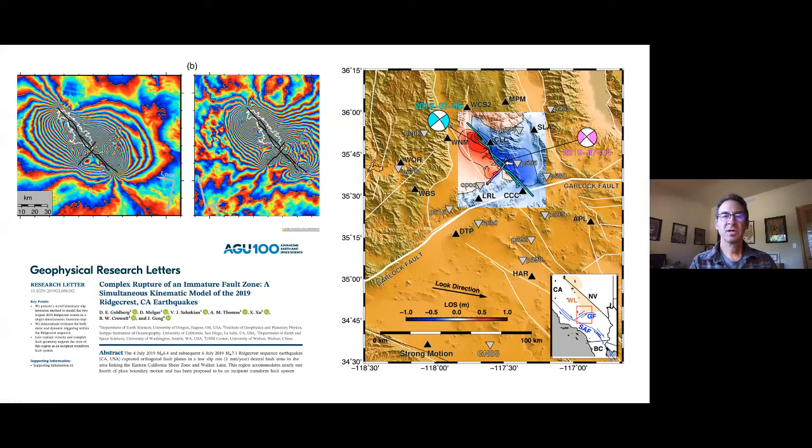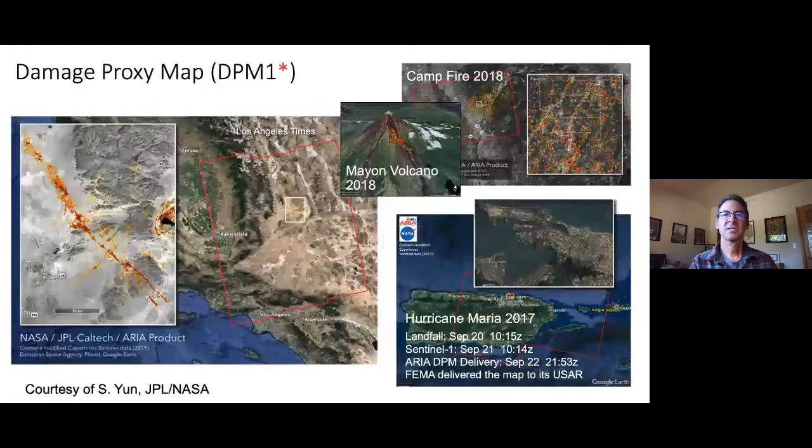But we get another product as well, and that product is the damage proxy map, which is not the displacement and change in displacement to the satellite before and after the earthquake, but the change in the coherence of the satellite radar signal before and after the earthquake. And that has been shown to show changes before and after eruptions, changes before and after fires, and changes before and after flooding, as well as after earthquakes for damage.